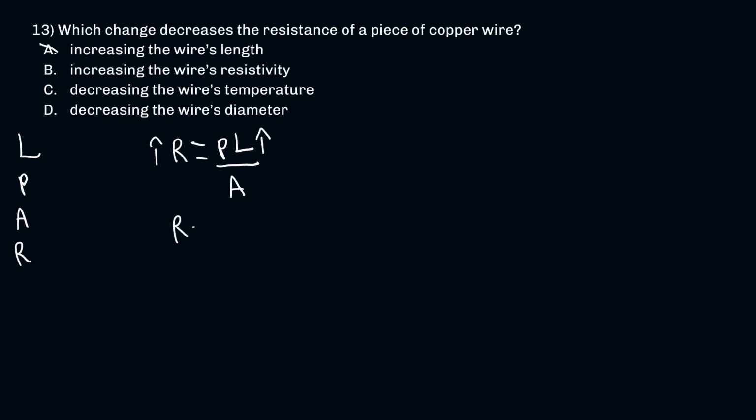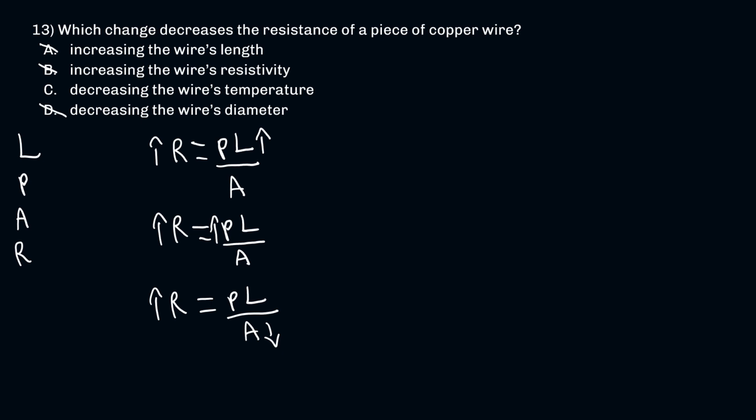So B, increasing the wire's resistivity, is also on top of the equation. If I increase the resistivity, I would also increase the resistance. It's a direct relationship, so that's the incorrect answer. Temperature is not in the equation, so we'll come back to that one. D, decreasing the wire's diameter, decreases my area. Writing the equation again, rho times L over area, decreasing the area is an inverse relationship: if the bottom goes down, resistance goes up. So that is also incorrect.